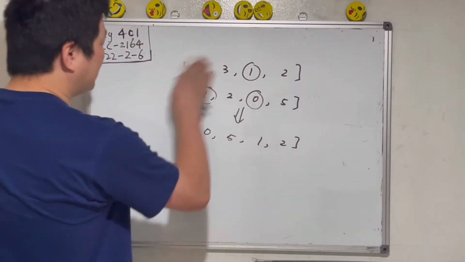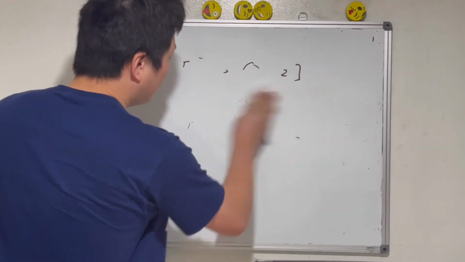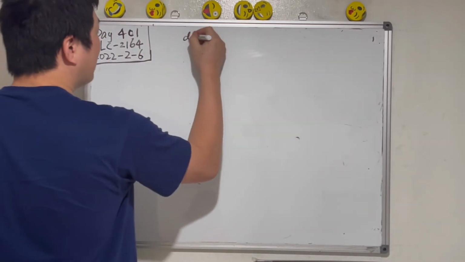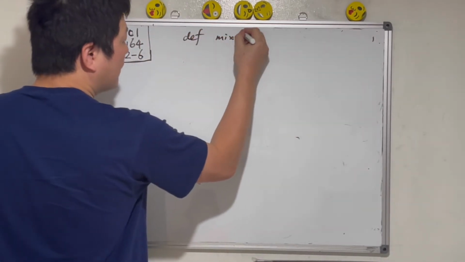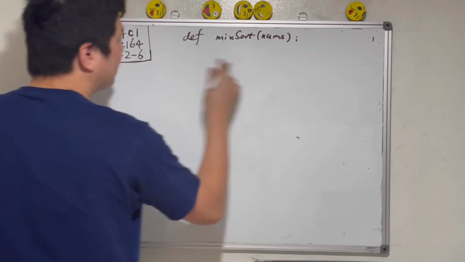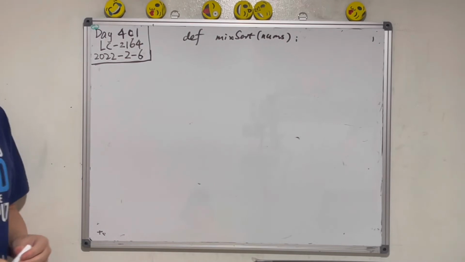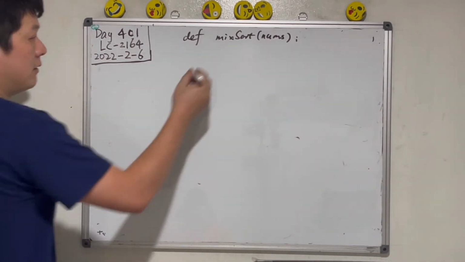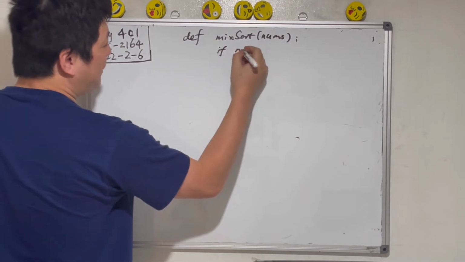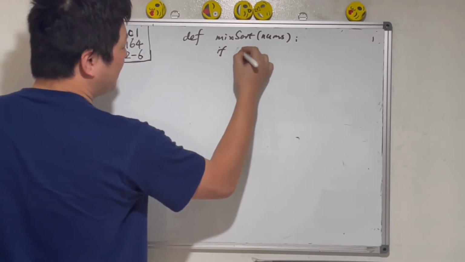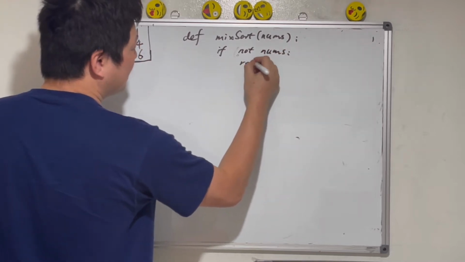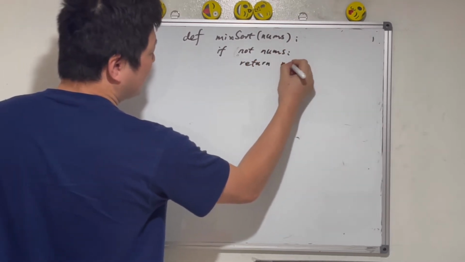Okay, then let's do this. Define a function with the number list as input. If the numbers list is empty, we just return.